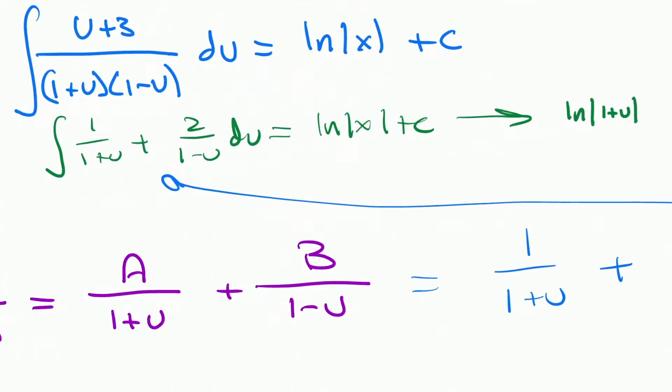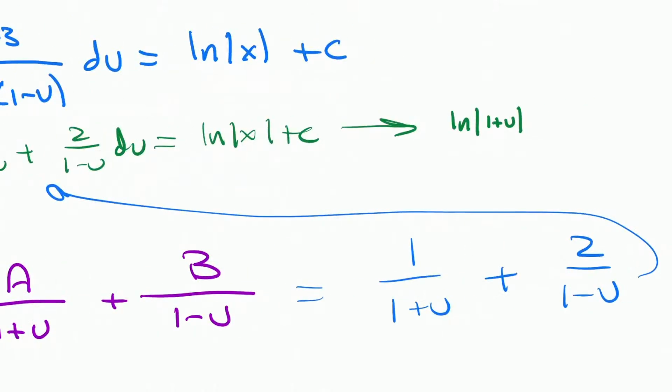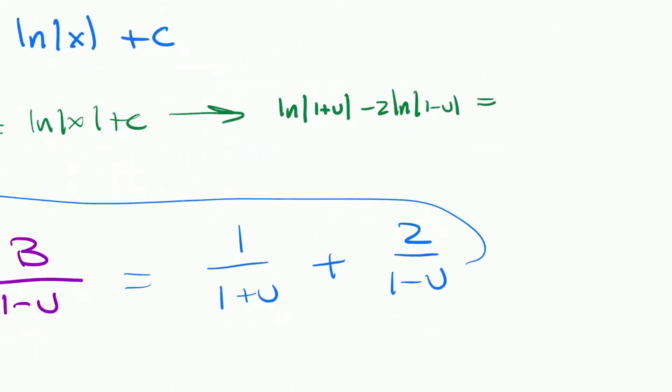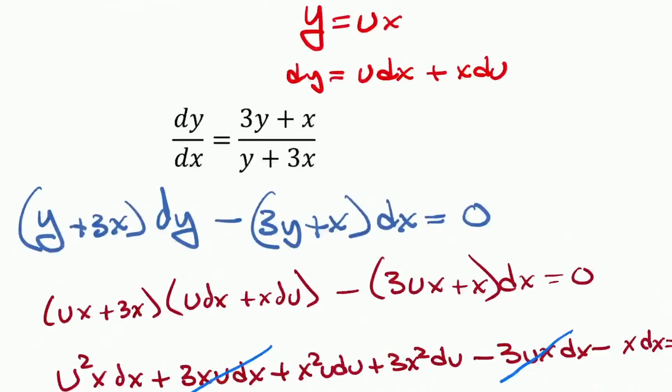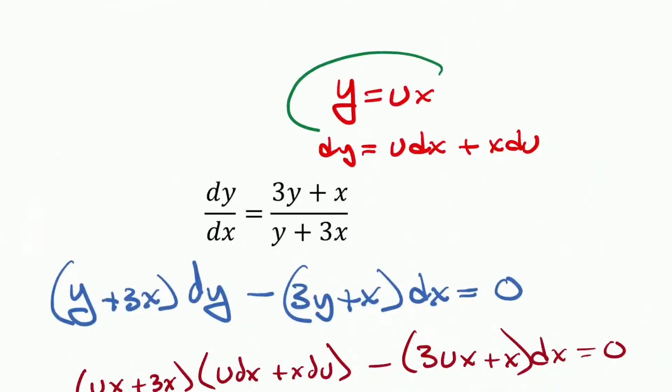Let's see. Claire, do you have any ideas of that one? Nice. Okay, so -2 natural log of 1 minus u. And all of that should equal natural log of x plus c. Now we just have to remember, what was the substitute? What is u? Where'd it go? Oh, there it is. It's right there.